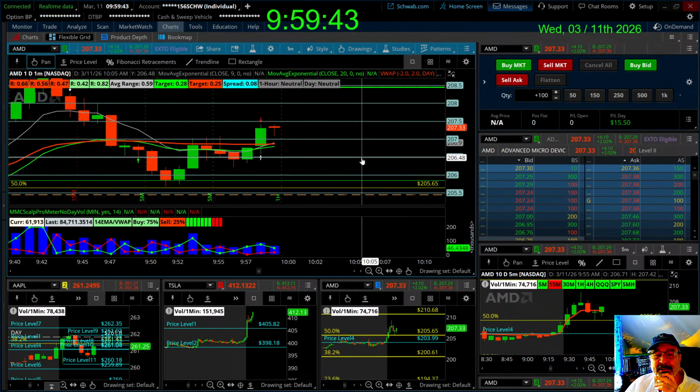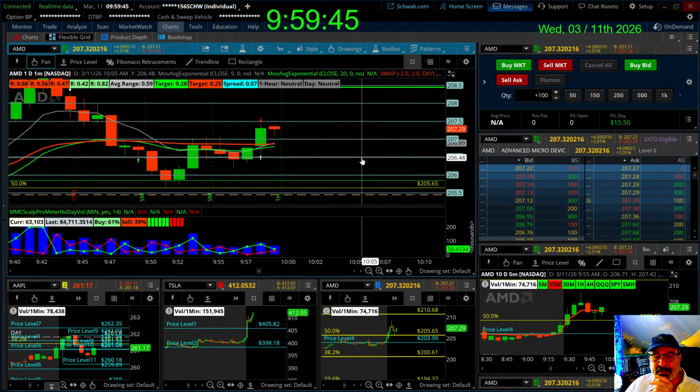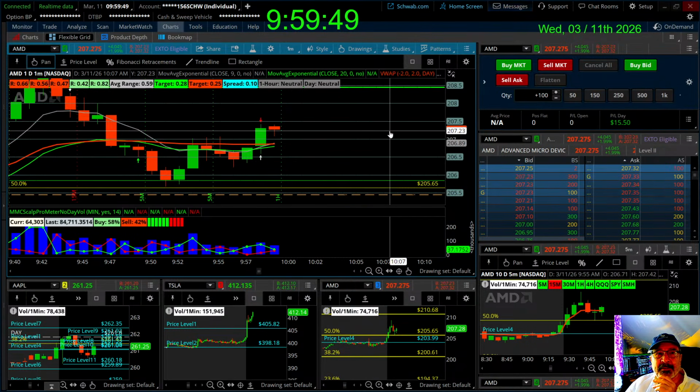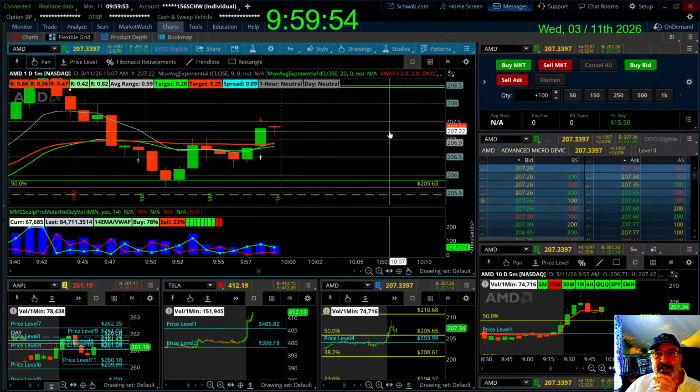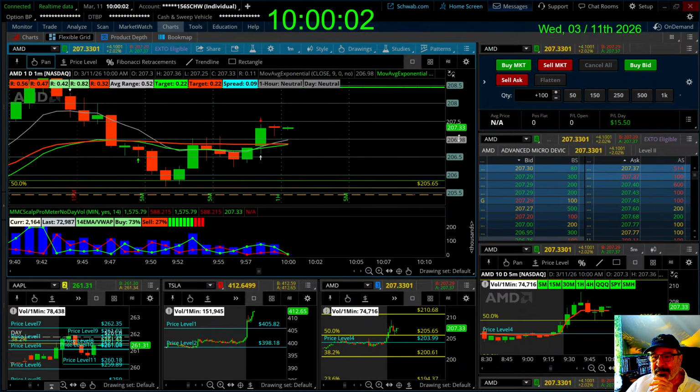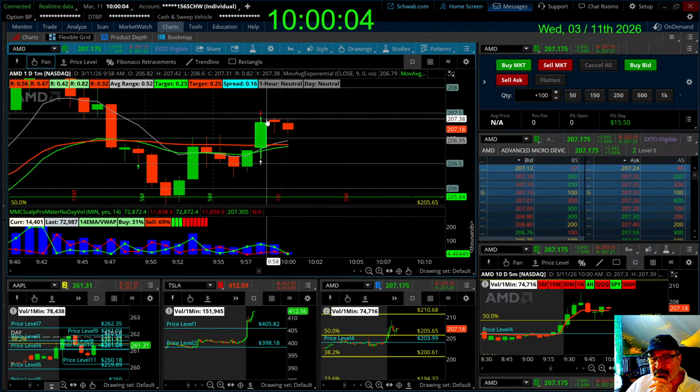AMD climbed up the ladder a bit on volume. The scanner. But your winners are Nvidia, Apple, Tesla. AMD passed Palantir, and now it just dropped back. All right, there's a reversal sign.